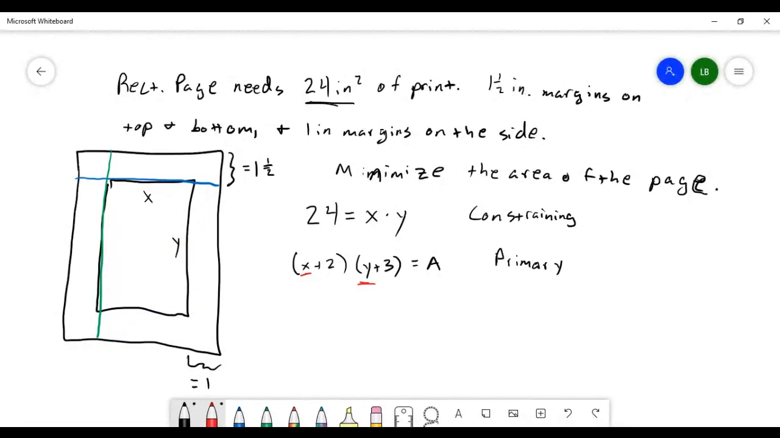We can actually take this x times y and say, okay, because 24 is equal to x times y, you can say that y is equal to 24 divided by x, right? And then we could take this and substitute it into our equation. Does that make sense?